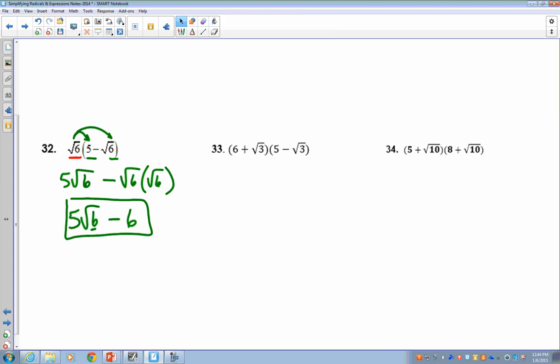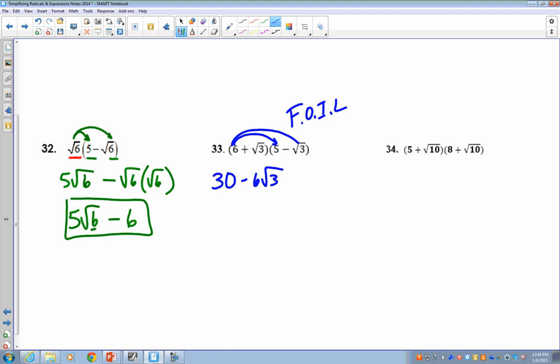Now in 33, this is where I was talking about you have your full method. This is the same method we used last semester. You're going to do the first, so we're going to do 6 times 5. And then you're going to do the outer, which is 6 times the negative 3, or the square root of 3, excuse me. And then we're going to do the inner, which is the square root of 3 times 5. And then the last, which would be negative square root of 3, because it's minus, square root of 3 times the square root of 3.